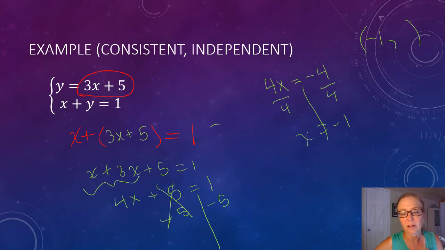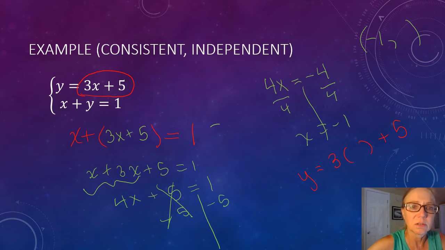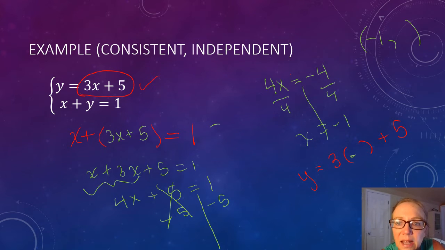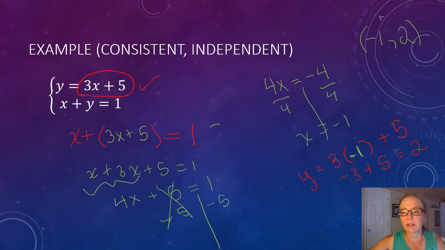Now to find the y coordinate, we have to do another substitution. So I'm going to take the x equals negative 1 and plug it into the first equation in place of x. Notice, I take the 3x plus 5, but instead of the x, I plug in the negative 1 that I just found. 3 times negative 1 is negative 3, and negative 3 plus 5 is 2, and that is the y coordinate of the solution of the consistent independent system.